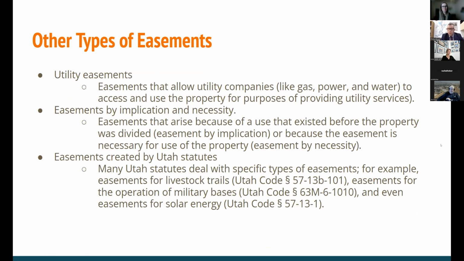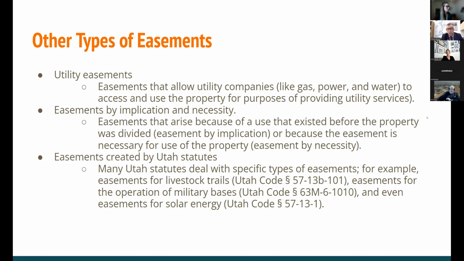Just very quickly, a few other types of easements. Utility easements, I already talked about those, usually a creature of statute. Easements by implication and necessity are common law easements, kind of like prescriptive easements. Easements by implication arise because of the way the property was used prior to it being transferred to somebody else, and easements by necessity usually arise because you have to have the easement or you can't use your property. That generally arises when you have a landlocked parcel and you have to access it in some way. I'm not going to go into those here, but those do exist under the law.